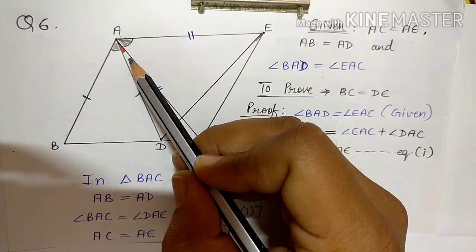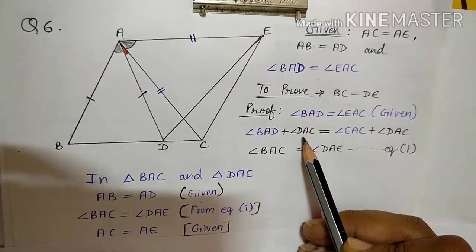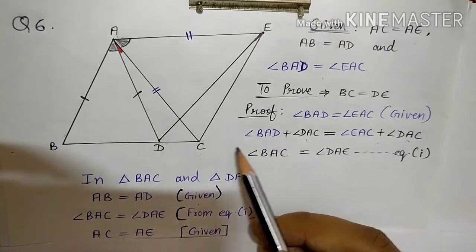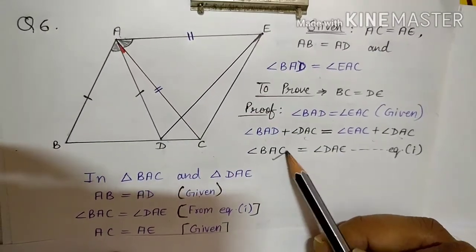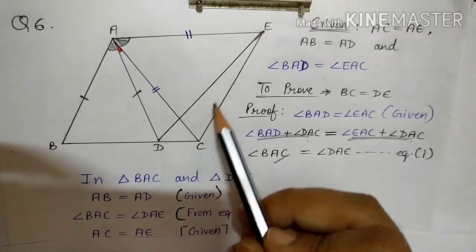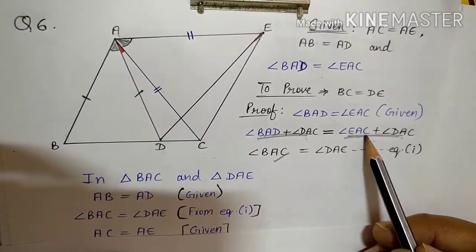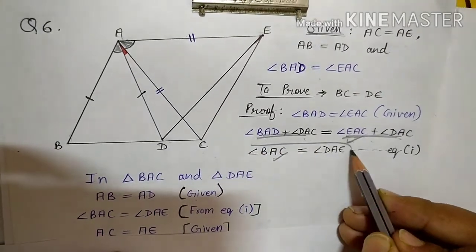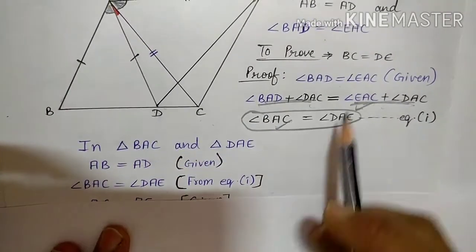We can call this red part DAC. We are going to add this red part to both the angles. So angle BAD plus angle DAC, and here also angle EAC plus angle DAC. When we add DAC to angle BAD, it becomes BAC only. And when we add DAC to EAC, it becomes EAD, or you can say DAE. Same thing. So we can say that angle BAC equals angle DAE. This is equation first.